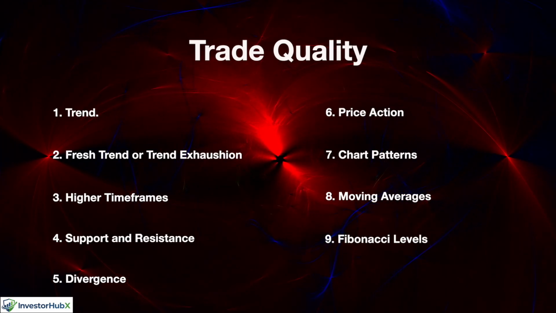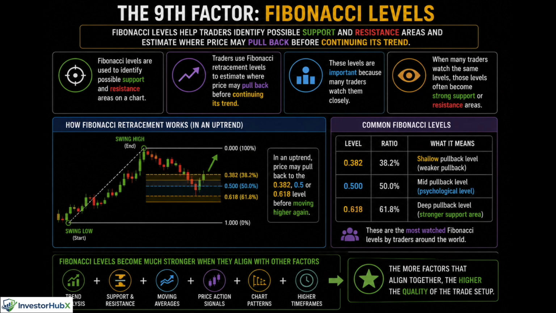The ninth factor is Fibonacci levels. Fibonacci levels are used to identify possible support and resistance areas on a chart. Traders use Fibonacci retracement levels to estimate where price may pull back before continuing its trend. Common Fibonacci levels include 0.382, 0.5, and 0.618. These levels are important because many traders watch them closely. However, Fibonacci levels should not be used alone. Fibonacci becomes much stronger when it aligns with other factors such as trend, support and resistance levels, moving averages, or price action signals.